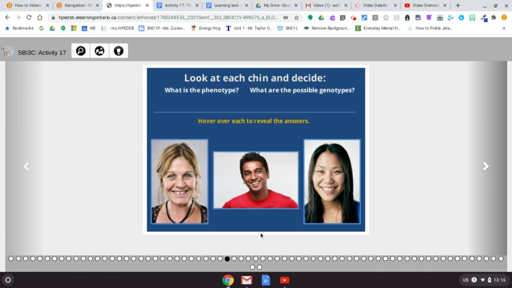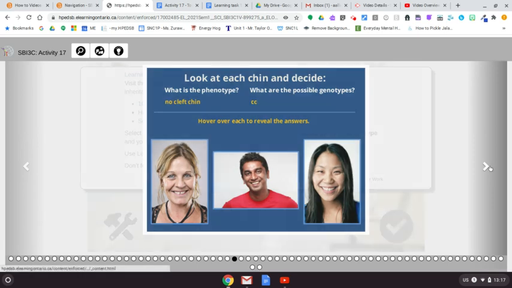So now we've got this guy here. I don't see a cleft chin at all. So I know that he can't have any of the dominant traits. So he has to be little c, because he's got no cleft chin. And over here, same thing, no cleft chin. So she has to have two of the recessive genes. If she had any big genes at all or dominant traits, there would be a cleft in the chin.